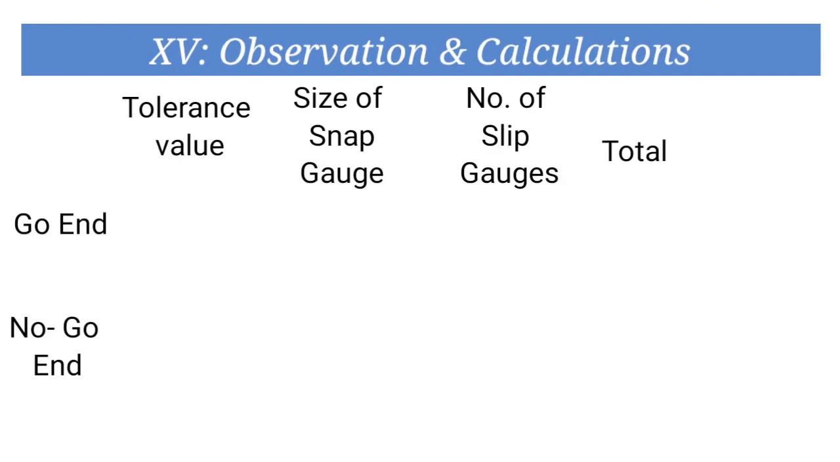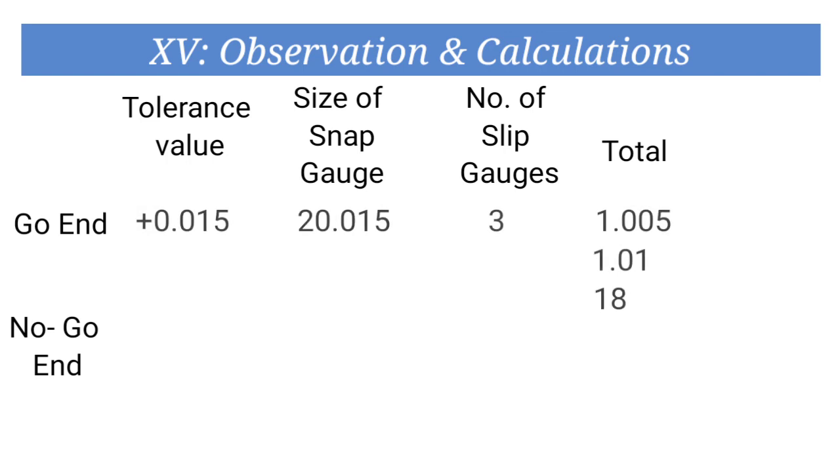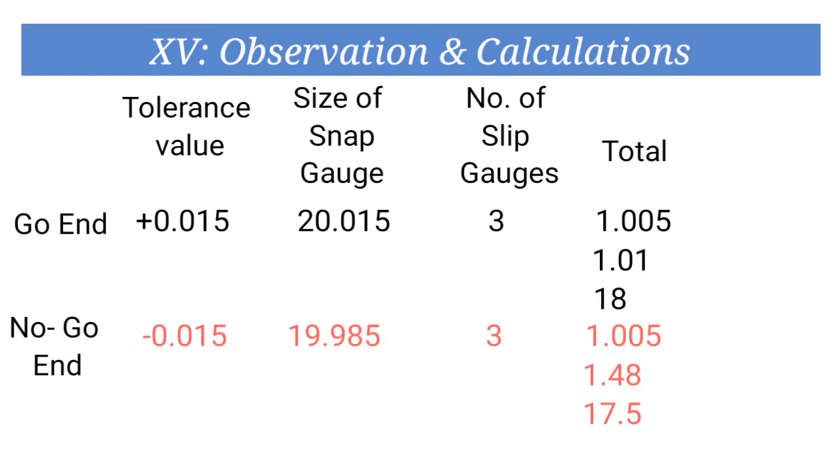Now we have to complete the observation and calculation table. For the go end side, we first find out the tolerance value. The tolerance value is plus 0.015 mm, and for the no-go side the tolerance value is minus 0.015 mm. The size of the snap gauge for go end is 20.015, and that for no-go is 19.985. The number of slip gauges required for go as well as no-go is 3, and the corresponding dimensions of the slip gauges are shown clearly.